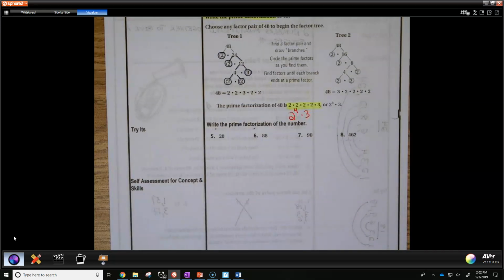Now, to be honest, yes, that is the best way to do it. On your homework tonight, they don't want you to do that. They want you to write it all the way out.